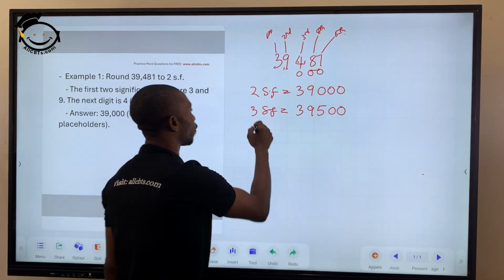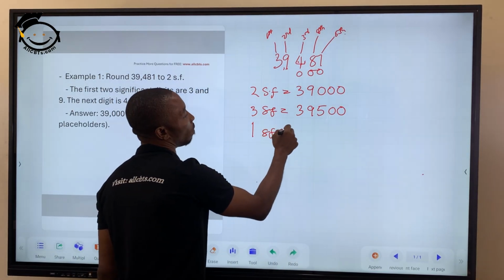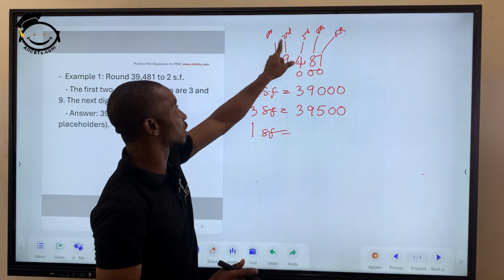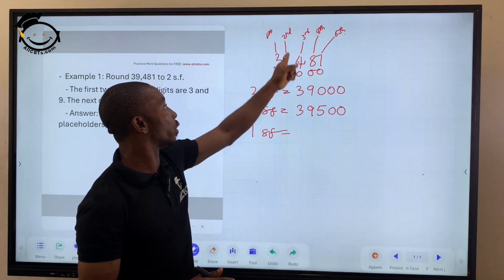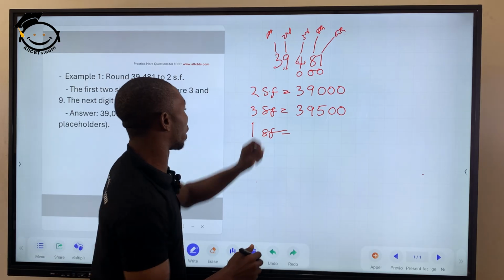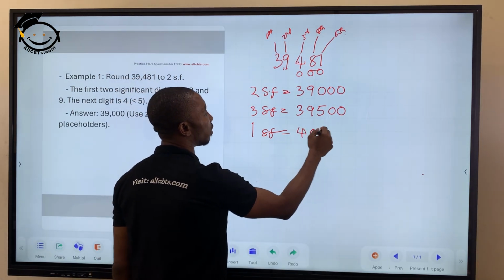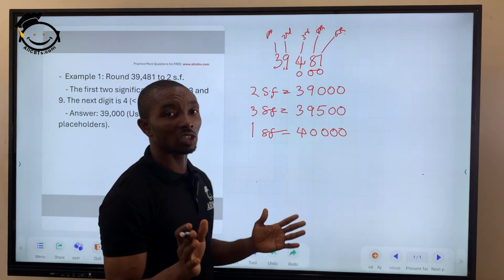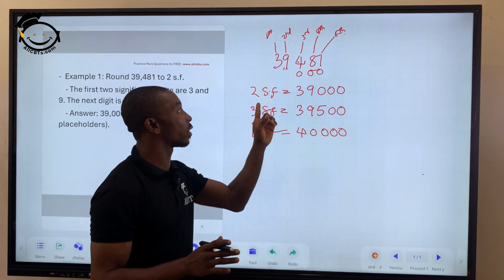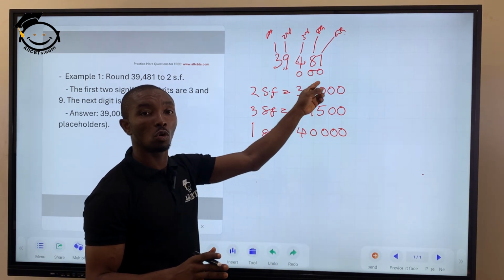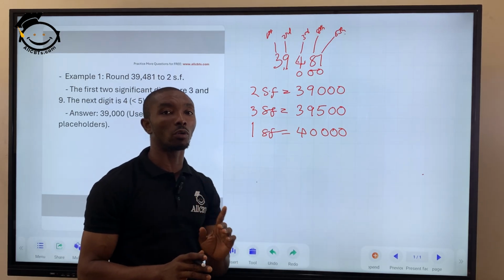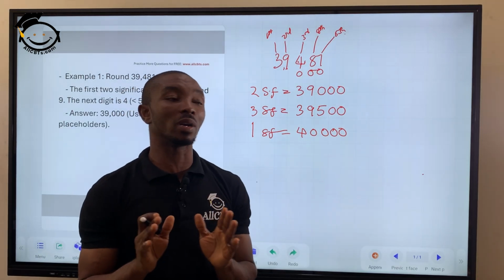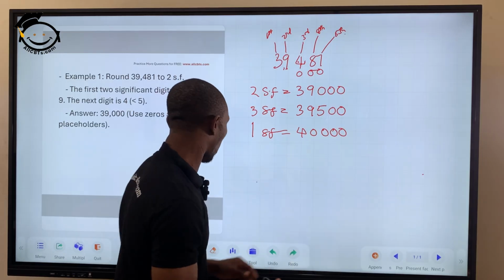What if we are asked to do one significant figure? Okay, for one significant figure, our second significant figure is more than 5, so we convert to 1 and add to 3 to make it 40,000. Alright, important thing to note for this is that your significant figure works entirely for the whole number, starting with the first non-zero digit, while your decimal places work for only numbers after the decimal point.